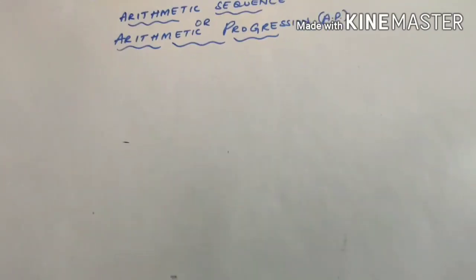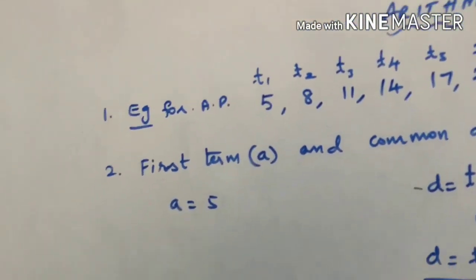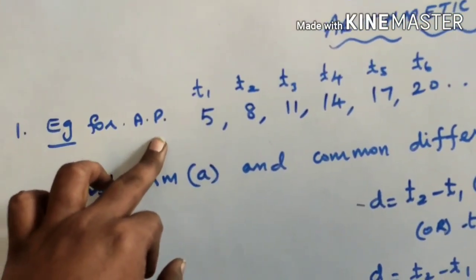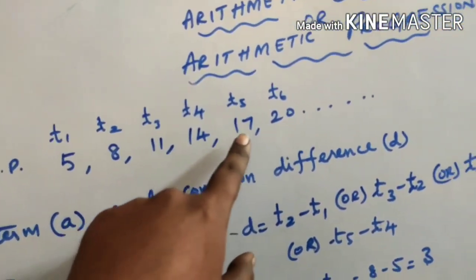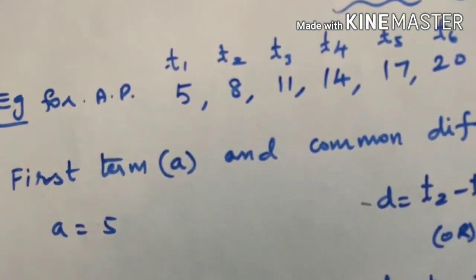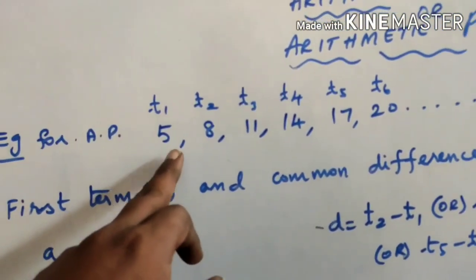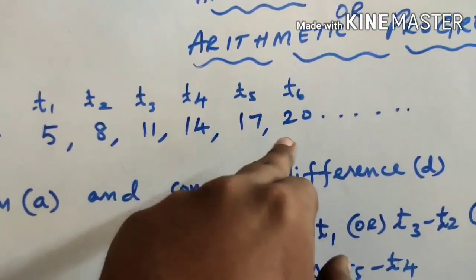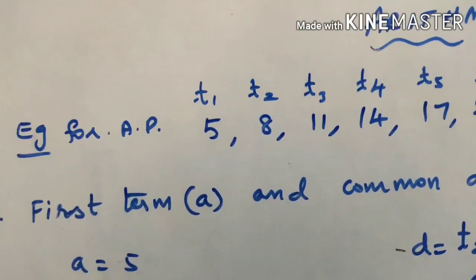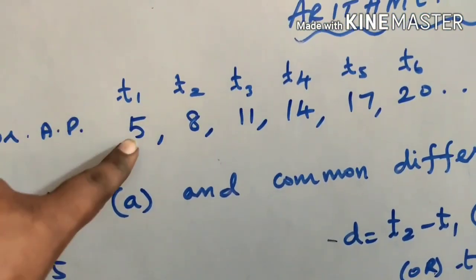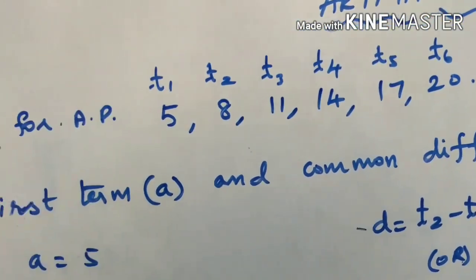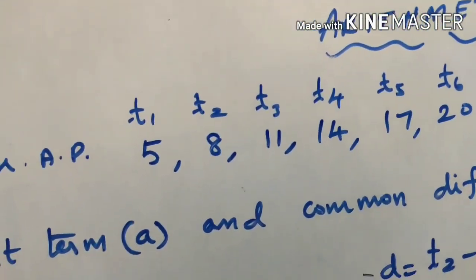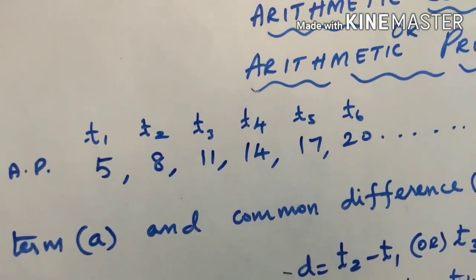Okay, first we will start with an example for AP. Okay, 5, 8, 11, 14, 17, 20. You can see this sequence is commonly added by 3, isn't it? See here, 5 plus 3, 8, 8 plus 3, 11, 11 plus 3, 14, 14 plus 3, 17, 17 plus 3, 20. And these terms, this term is called T1, T2, T means term. Okay, term 1, term 2, term 3, term 4, term 5, term 6. So T1, T2, T3, T4, T5, T6, like that it goes on.